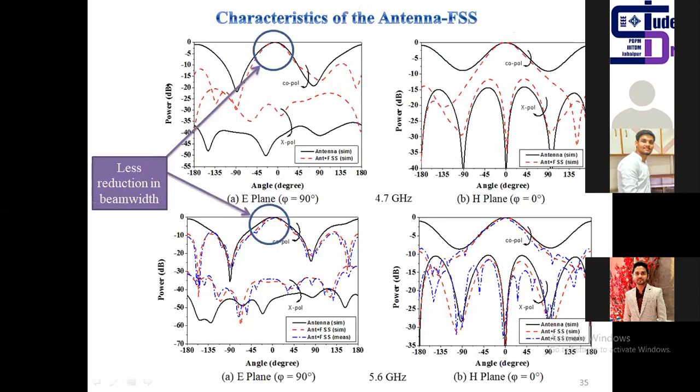For the antenna only, you can get the radiation in different directions, more radiation in three different angles. But with the FSS, you can see that the radiation is getting enhanced only in the broadside direction, and in the other directions the radiation is getting reduced. So that can be cleared from these radiation patterns, E-plane and H-plane radiation patterns.